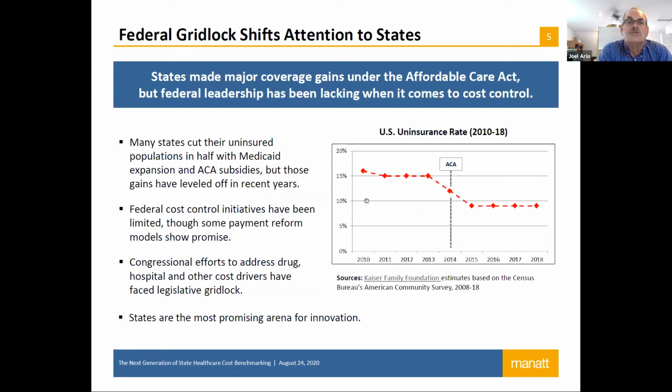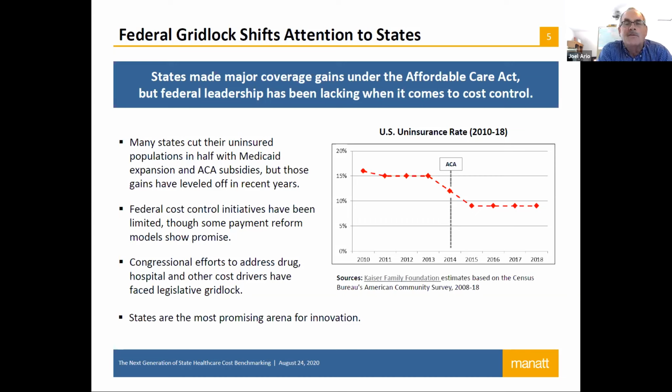This shows how states have been successful in this period, from the start of the ACA to today, in cutting the number of uninsured. Many states now have uninsured rates below 10%. In fact, almost all states, except the ones that haven't expanded Medicaid, are well below 10%. And the federal government's been a big partner in that with the subsidies and guaranteed issue of coverage and other important federal reforms that were part of the ACA.